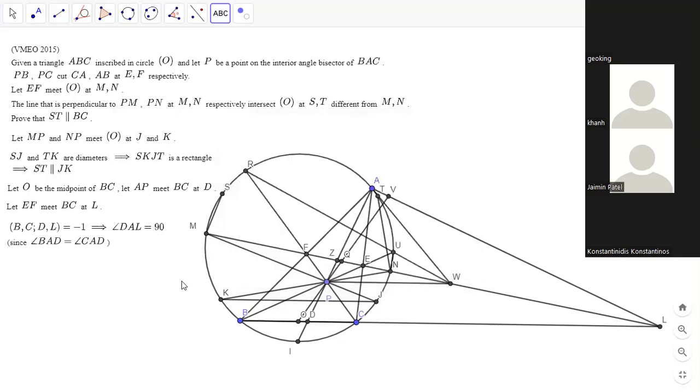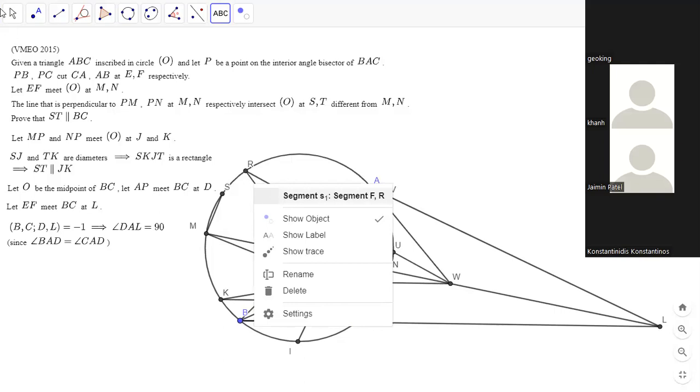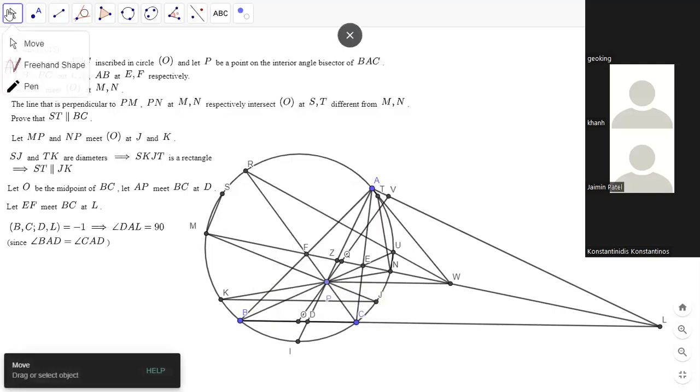And then we let EF intersect RU at W. Actually, did we use R and U for this, or did we just draw the tangent at A? I think we just drew the tangent at A, right? But then we showed that R, U, and W are collinear.